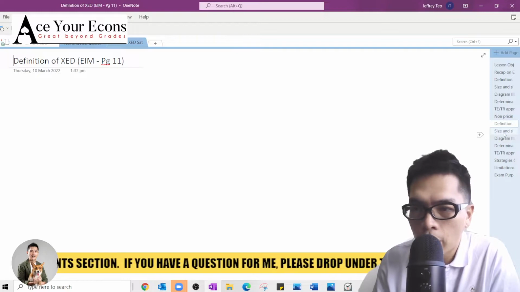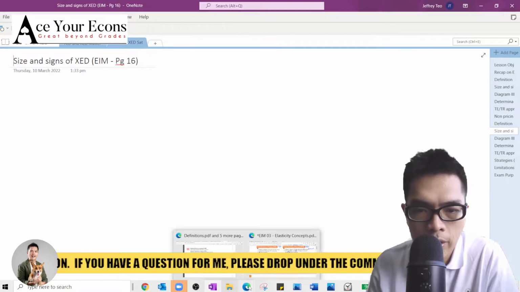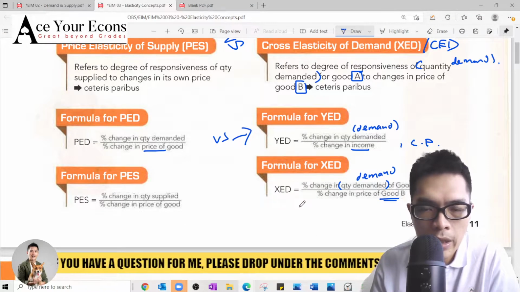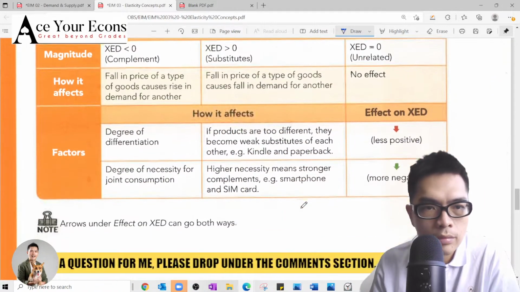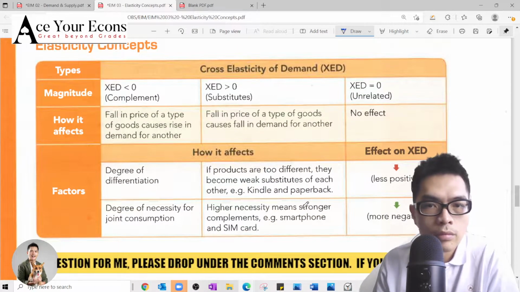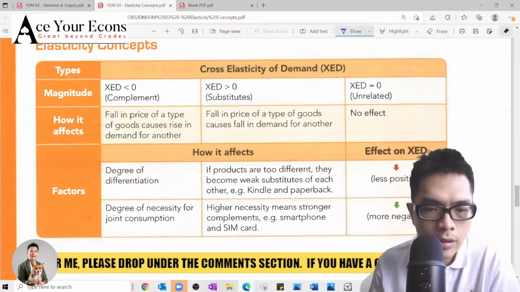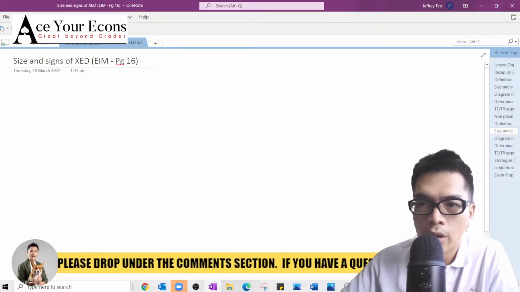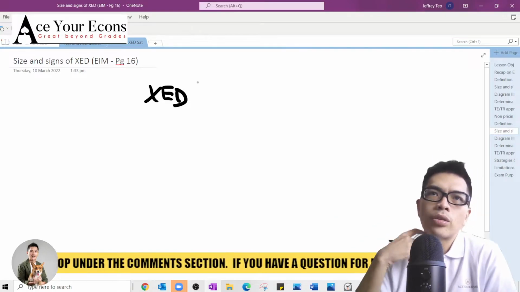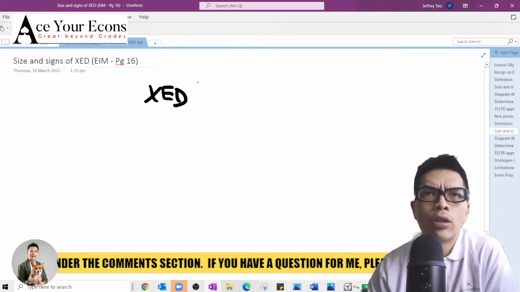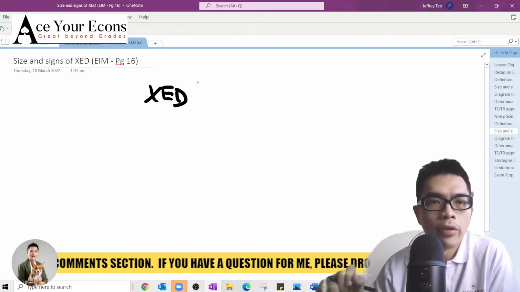Now, I'm going to move on to the size and signs of XED, or CED for some of the schools. These are the three signs. First of all, let us quickly plan this out. Some of the students get confused about the sign. They don't know whether it is positive or negative. So I'm going to derive it with you all together.